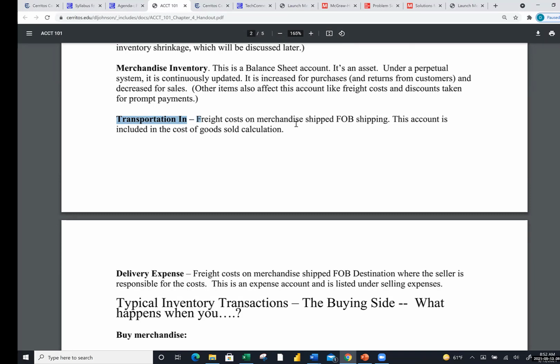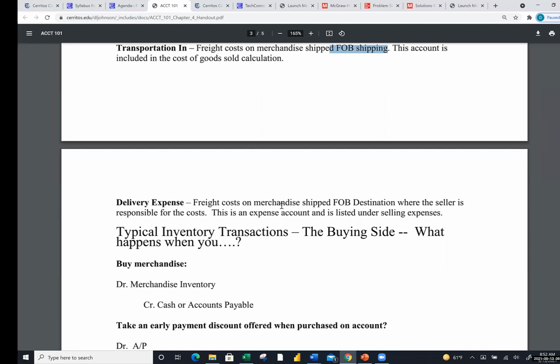And I know that for some of us in the Amazon age, with Prime accounts, we don't pay shipping because that's an Amazon thing. It's not a normal merchandiser transaction. Most of the time in merchandising, the buyer pays the freight, and that's called FOB shipping. On the rare occasion where the seller pays the freight, that's going to be FOB destination. I would say that happens between 5 to 10% of the time, and that's where the seller is responsible for the costs.